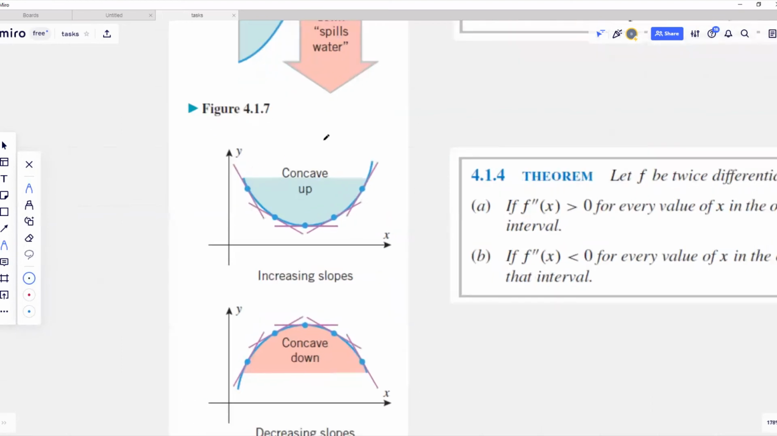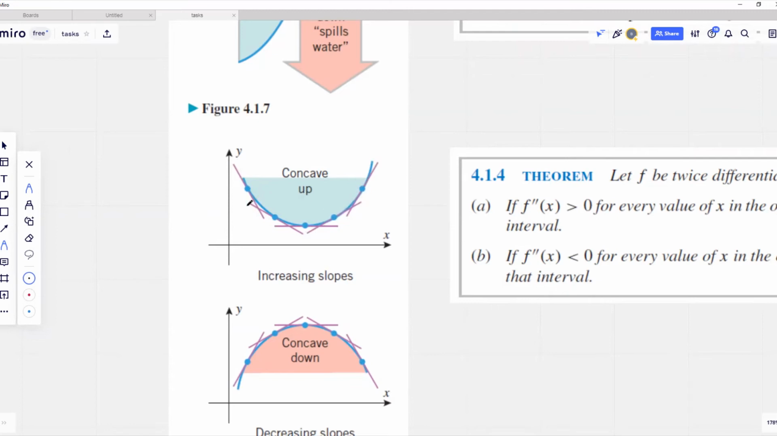So at the first graph here, if we pay closer attention to the slopes of tangent lines, we can see that their slopes are increasing. So they start from some large negative value, they go down to 0 here, and after this point, they attain increasingly positive value. So this function here is concave up.